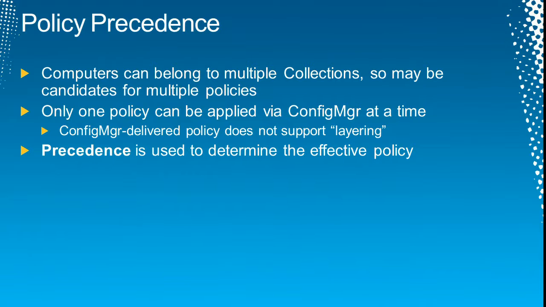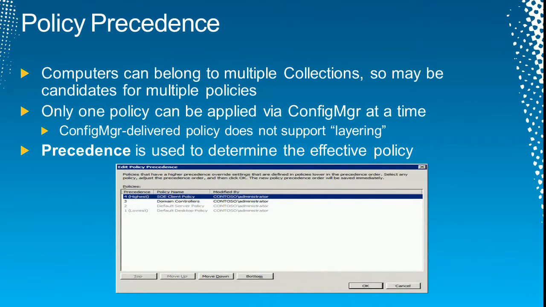Precedence is used to determine the effect of policy. Once you define a policy, you have the ability to define its precedence. The higher the number, the better. You'll notice that the default desktop policy and the default server policy are always going to be set as 1 and 2. And you don't actually define a number. You just move the policies up and down in the stack.